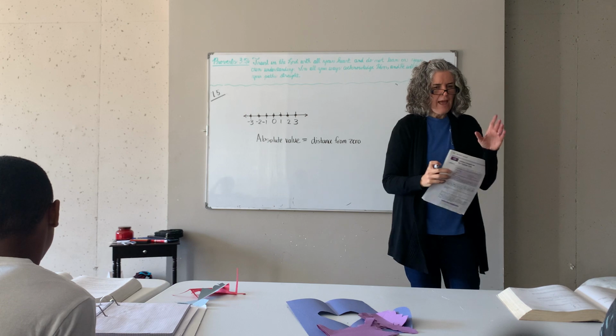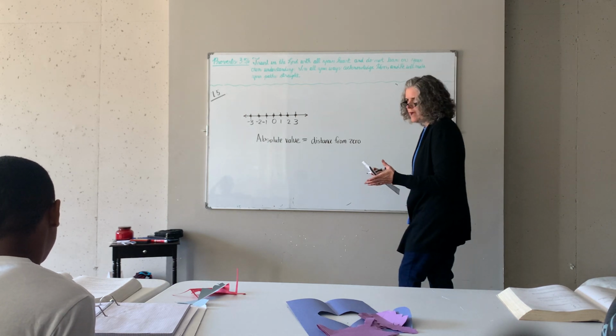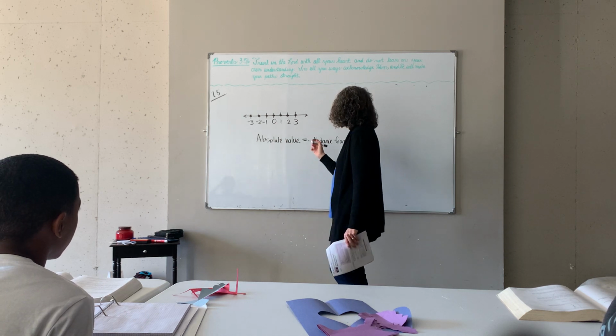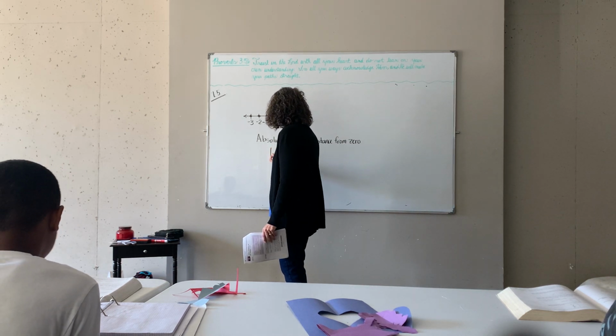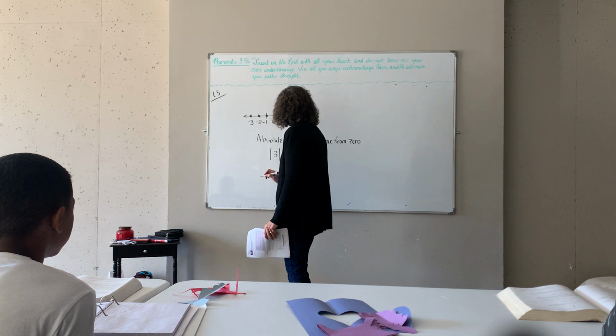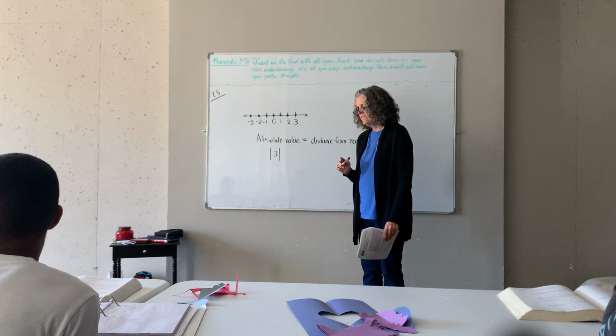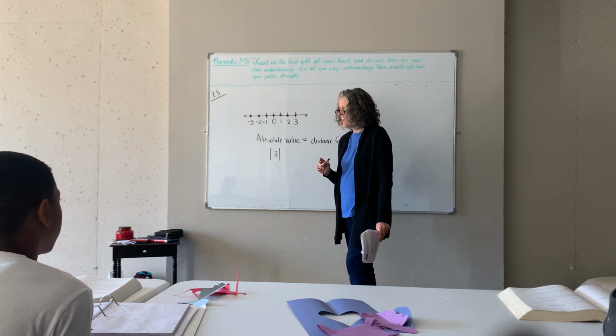Okay? So how do you write absolute value without having to write that whole word out? We wrote the 2 words out just a second ago. This is how you write it. These lines are absolute value lines. They look like ones, they're just longer.